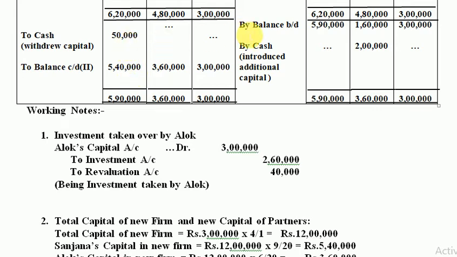Now let's see for the second partner, 1,60,000. It's balance BD coming from the upper area of our capital account, 1,60,000, and the balance CD, that means the new capital for Alok is 3,60,000, which is greater. So write down 3,60,000 here and also write down 3,60,000 on the credit side. Now 3,60,000 minus this 1,60,000 will be equal to 2 lakh. So this is how you arrive at this figure 2 lakh for Alok and rupees 50,000 for Sanjana.